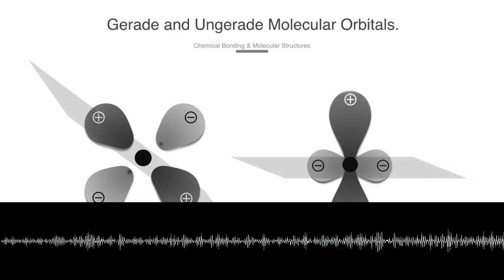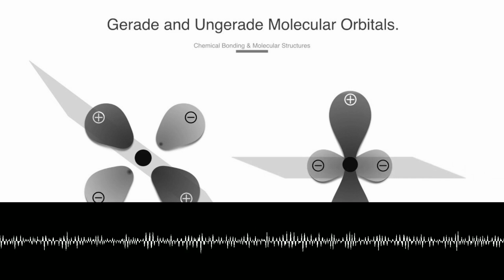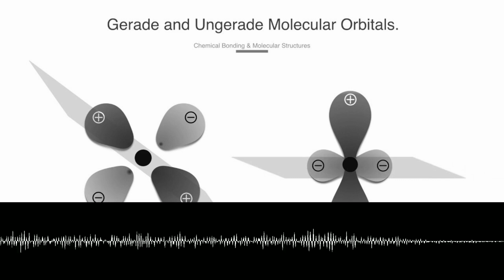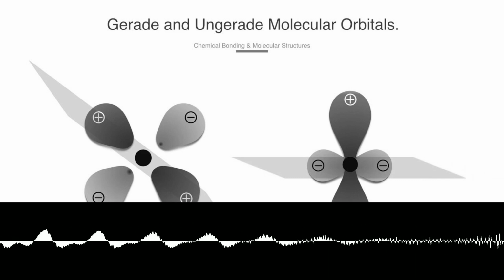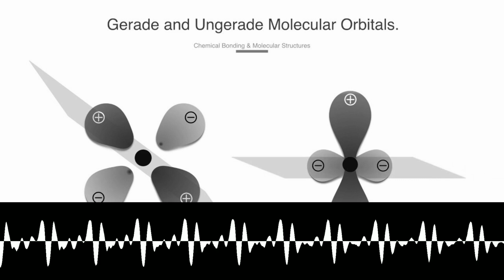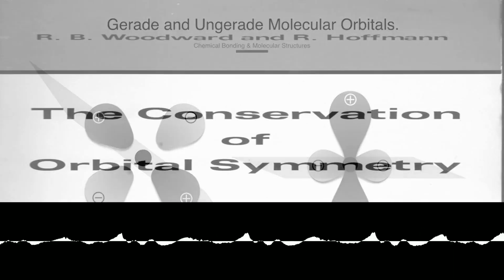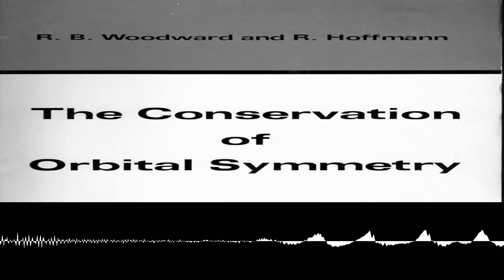The claim that suprafacial-antarafacial cycloadditions are allowed but often unobserved hinges on the geometric constraints imposed by the cyclic transition state. The analysis provides a powerful framework for understanding the stereospecificity and regioselectivity of cycloaddition reactions.